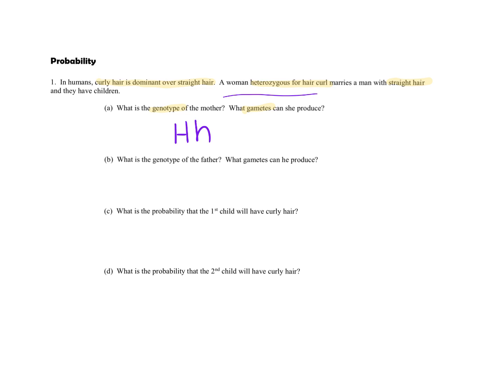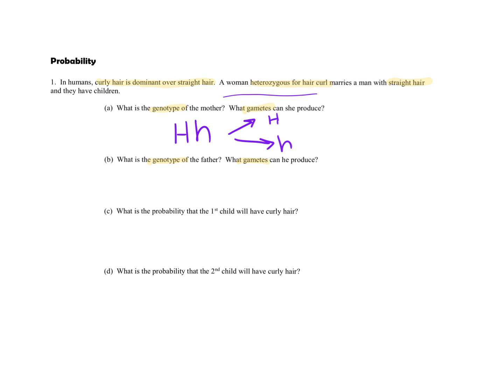If it said she was homozygous, homo means the same, she would be big H, big H because she has curly hair, which is dominant. Now, the second part of this question says, what gametes is she going to produce? We're going to remember that in meiosis, the two alleles separate. So she's going to give off one allele that is capital H and one allele that is lowercase h, like that.